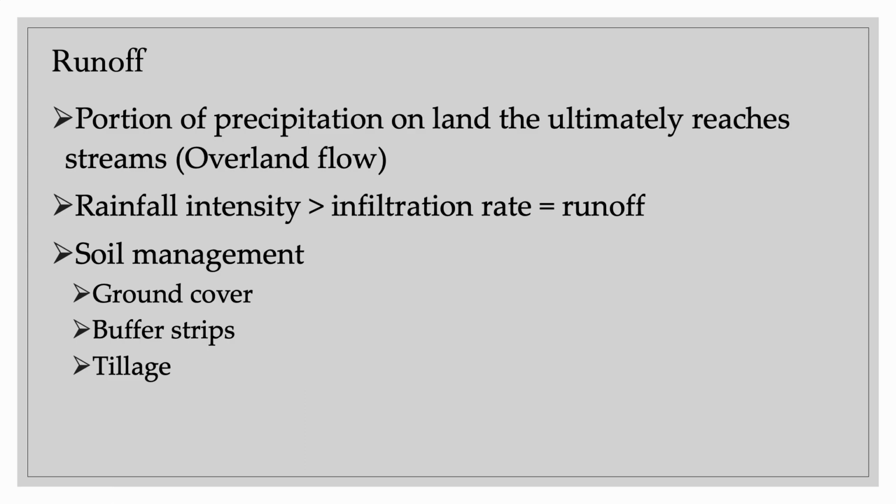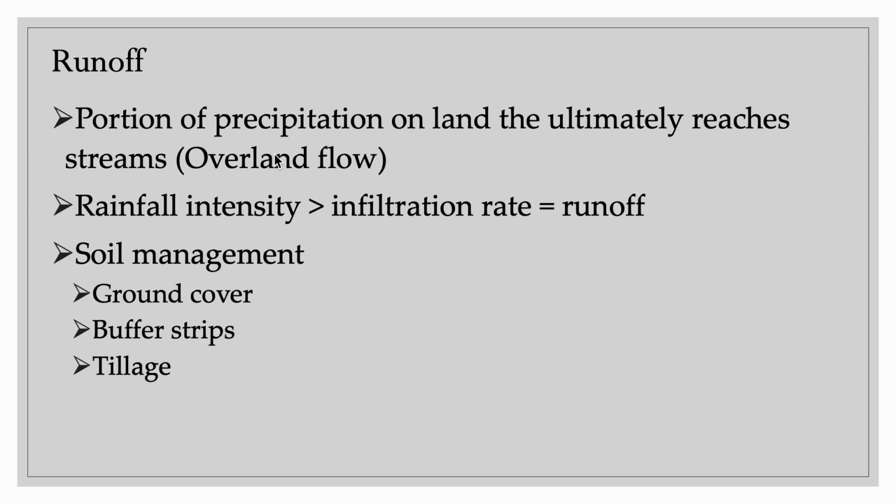Next, we have runoff. And so if it doesn't make it into the soil, then it runs off. And you might hear the term overland flow. And so when rainfall intensity is greater than the infiltration rate, we have runoff.